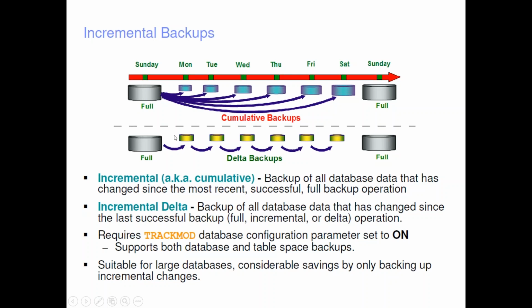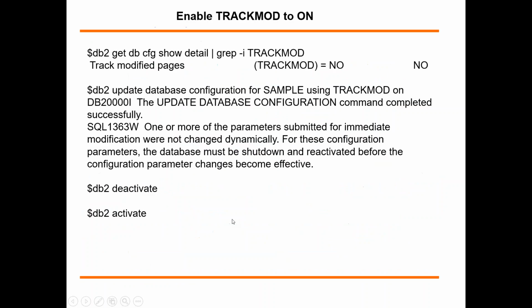For these backups to come into the picture, incremental or incremental delta, you have to enable the TRACKMOD parameter. The track mode parameter specifies that we have to track each and every page modification that's happening since the previous full backup. So this is a DB level parameter. How do I enable the track mode? Very easy. The same as any other parameter.